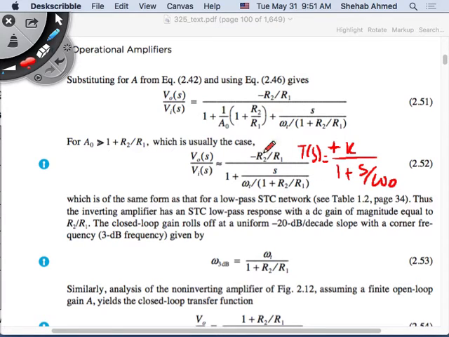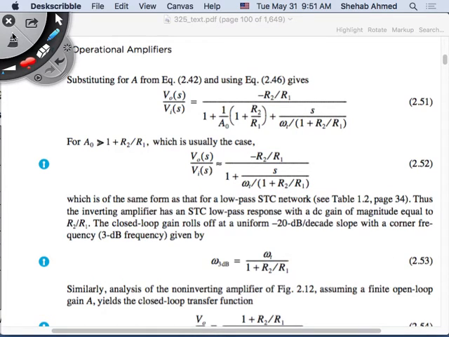But the idea is we put it in the same format, meaning I have a gain here that is not dependent on frequency, and 1 plus S over something. This S over something is omega naught, your break frequency at this point. So this has a break frequency of omega t over 1 plus R2 over R1.